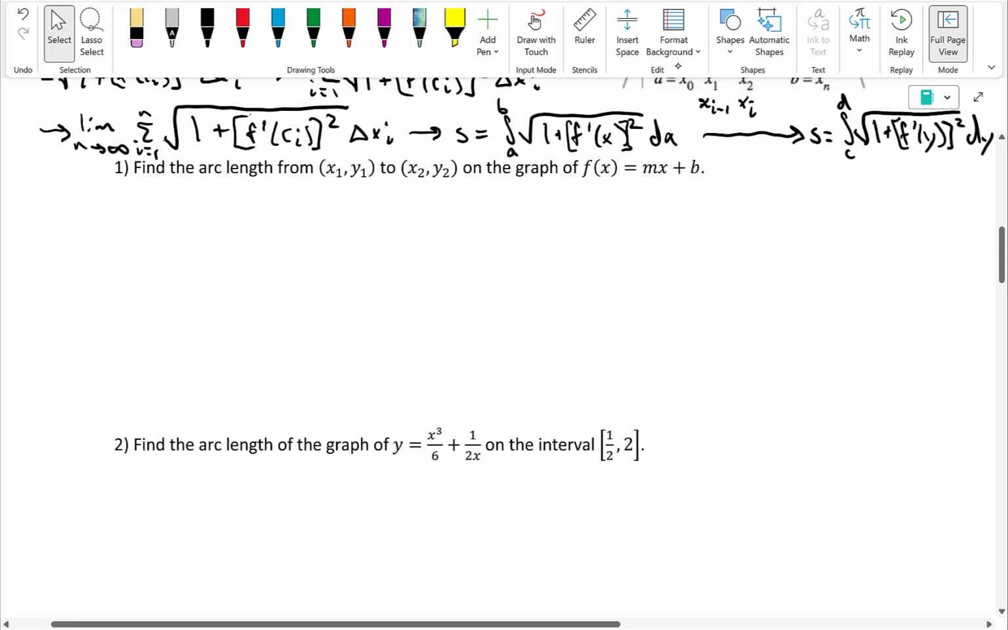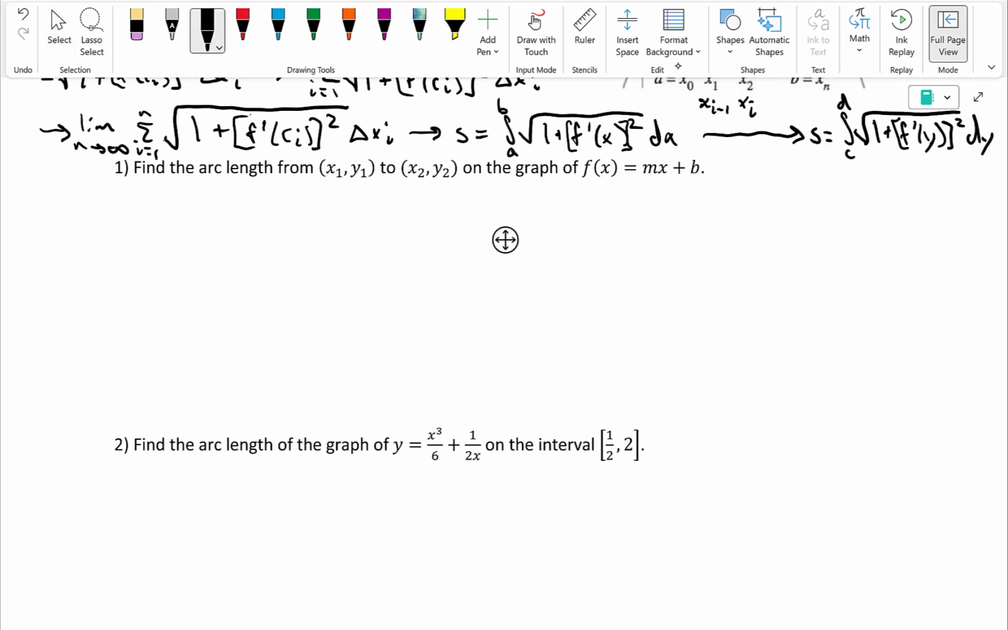All right, so for one here, we're finding the arc length from x sub 1, y sub 1 to x sub 2, y sub 2 on the graph of f of x equals mx plus b. So kind of just reconciling that this formula does give us straight line distance, because you could obviously just use the distance formula for that. But if we look at the process here, our f prime of x is just m, right? It's the slope. And the slope of that line is just y sub 2 minus y sub 1 over x sub 2 minus x sub 1.